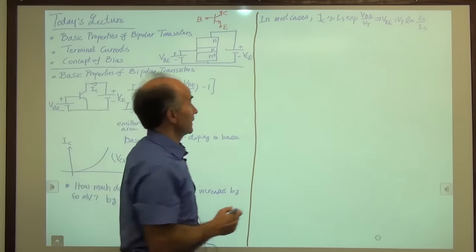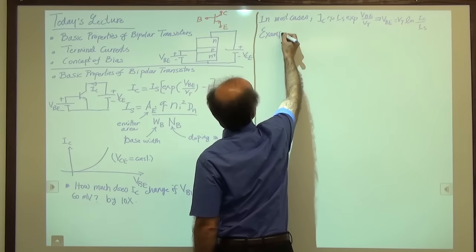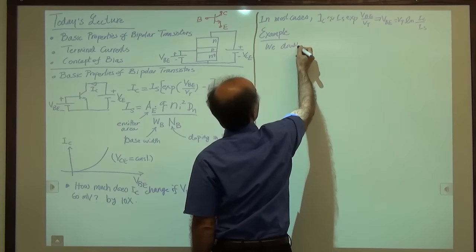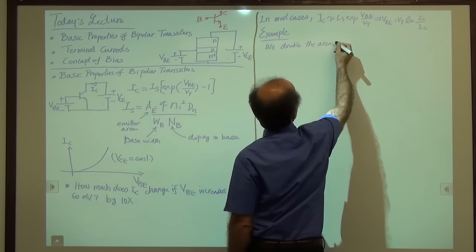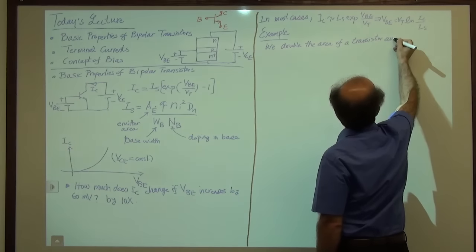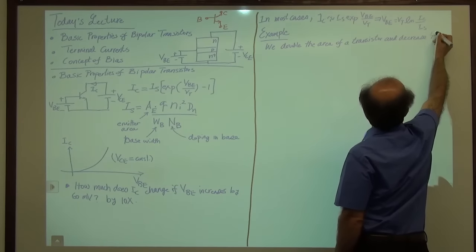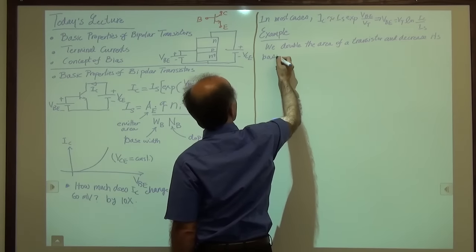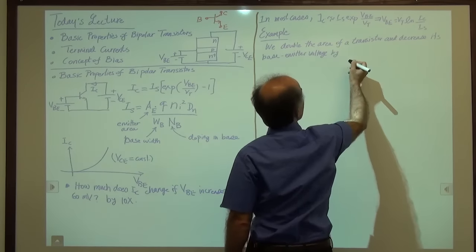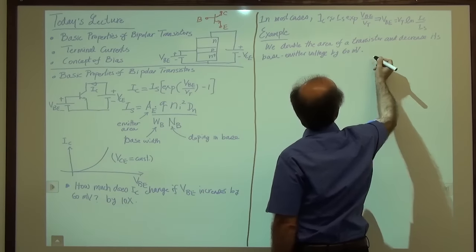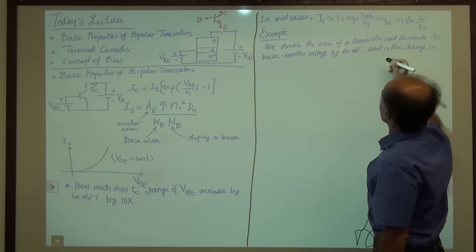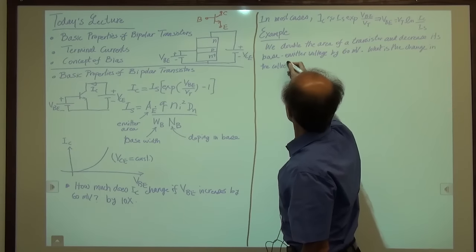And now let's go ahead and look at an example. We double the area of a transistor, and by that we mean a bipolar transistor, and decrease its base emitter voltage by 60 millivolts. What is the change in the collector current?